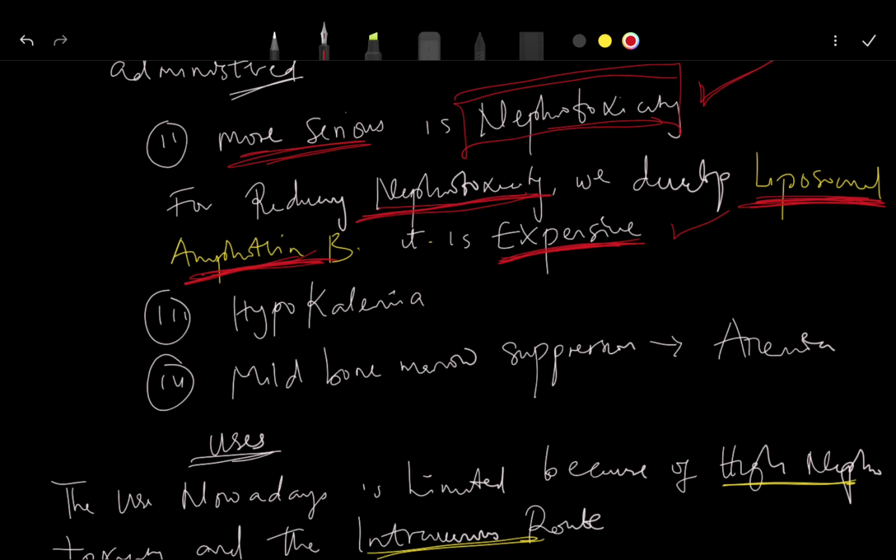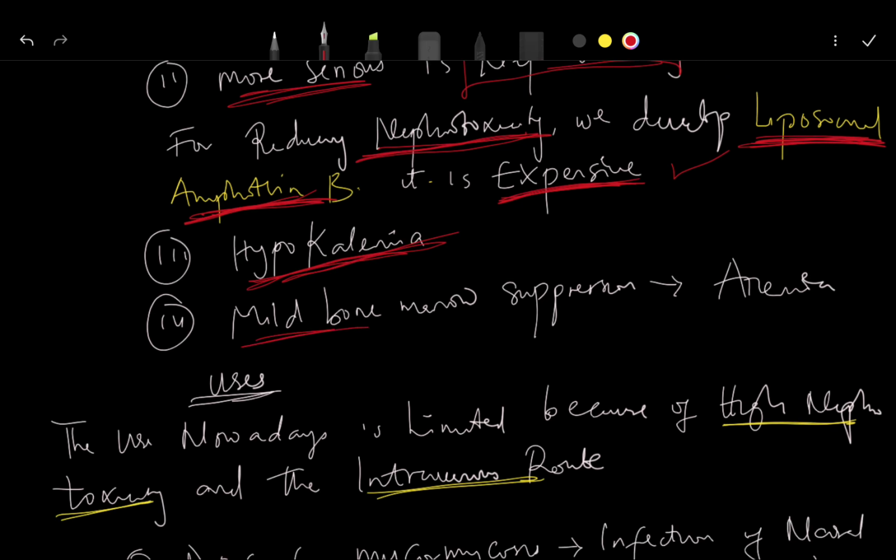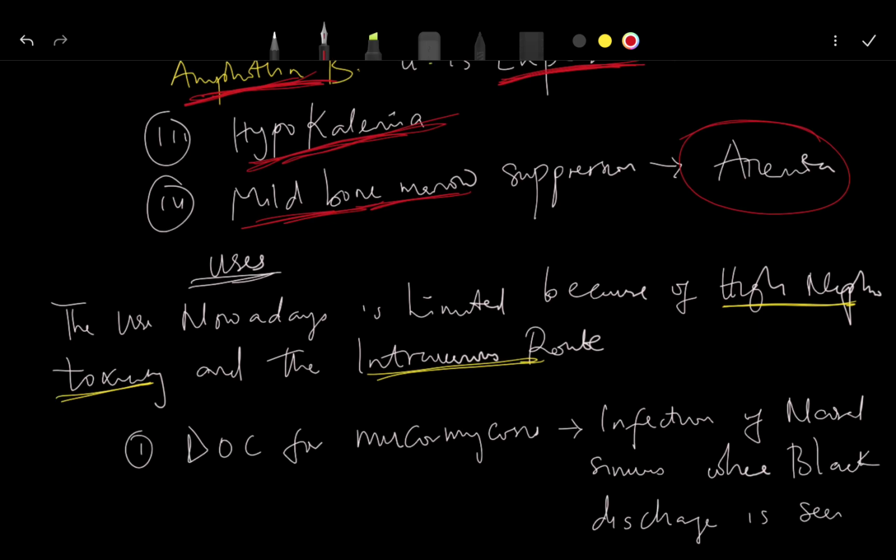Other side effects include hypokalemia. Then it can also cause mild bone marrow suppression, and whenever there's bone marrow suppression, what will come about will be anemia. So these are the side effects of amphotericin B. What do we use them for now? Nowadays, the use has been limited because of two main reasons. One is the high nephrotoxicity. Even the liposomal is expensive, so the one that is common is the conventional amphotericin B, and we try to shy away from it. Also, because of the intravenous route, the patient must be in the hospital. Because of these two reasons, the use of amphotericin B has been limited.